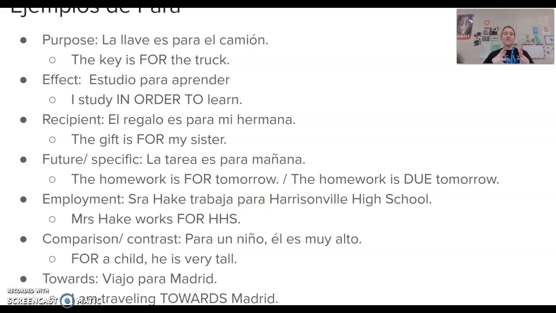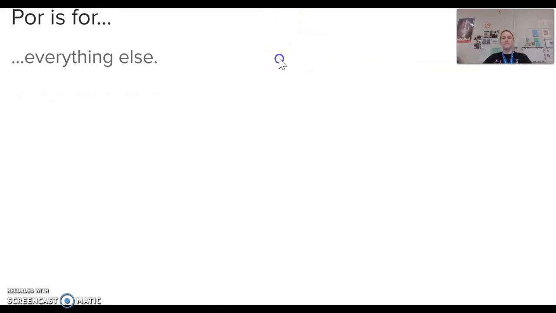Okay. If it does not fall under one of these categories, what you're wanting to use your for as your for, like we're traveling, or you're by, or you're through, or you're whatever. If it doesn't fall under one of these purposes, use por. Okay? Para is perfect. Purpose, effect, recipient, future, employment, comparison, towards. Okay, so let's look at por. So por is for everything else.